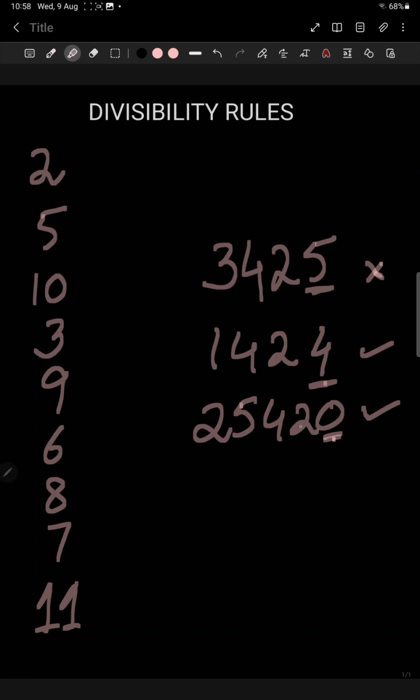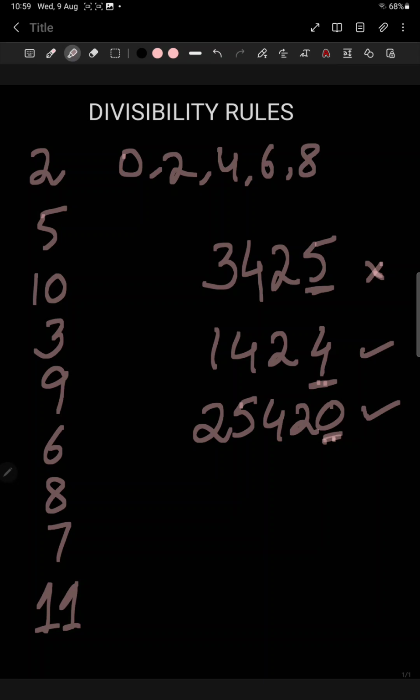So when we check the divisibility rule of 2, we will just see the last digit, the digit at the unit place. If the unit place digit is 0, 2, 4, 6, or 8, it will be divisible by 2. Otherwise, it will not be divisible by 2. So what is the divisibility rule of 2? The last digit, the digit at the unit place, should be either 0, 2, 4, 6 or 8.